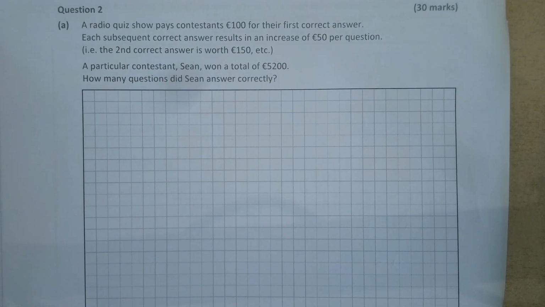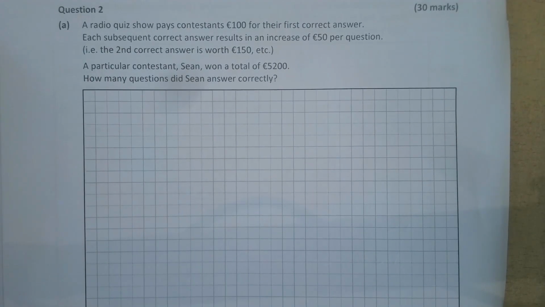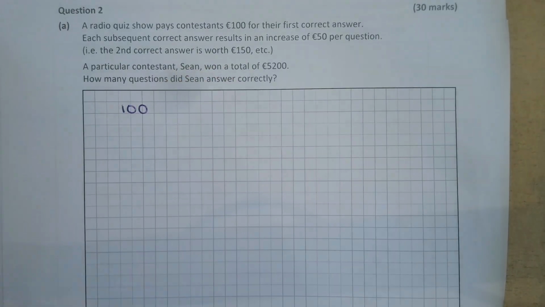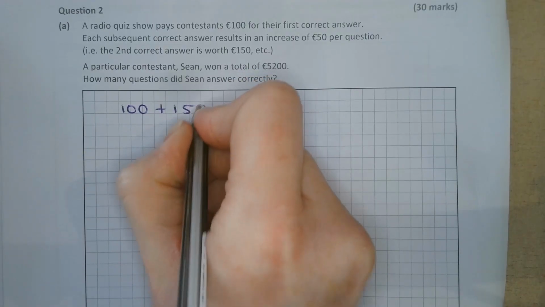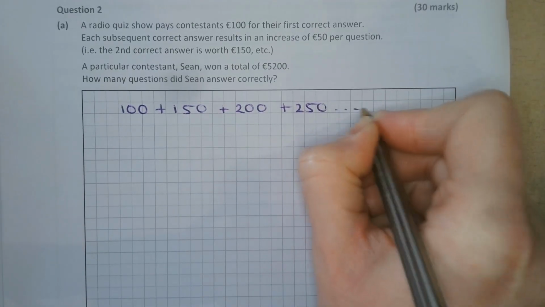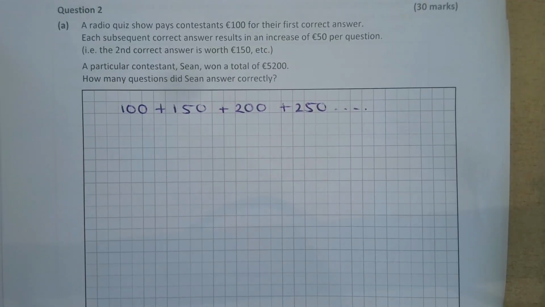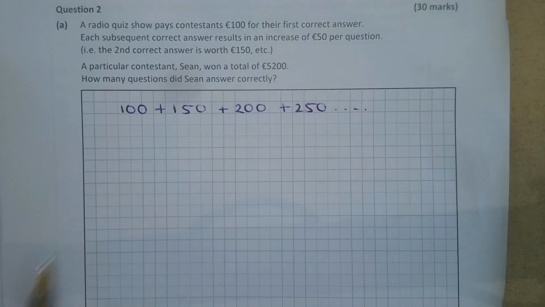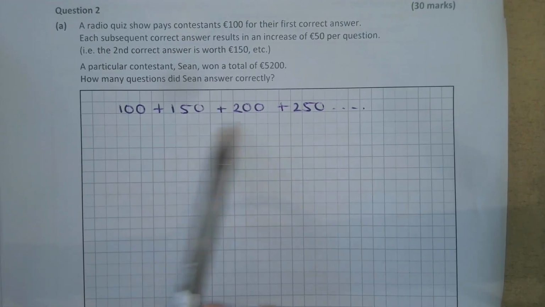So question 2 gives us that a radio quiz show pays contestants €100 for their first correct answer. Each subsequent correct answer results in an increase of €50 per question. So we're looking at the first question giving us 100, the next one would be 150, then you'd add on 200, 250, and so on. So in this particular question, they tell me that a contestant, Sean, won a total of €5,200, and we're asked how many questions did Sean answer correctly.